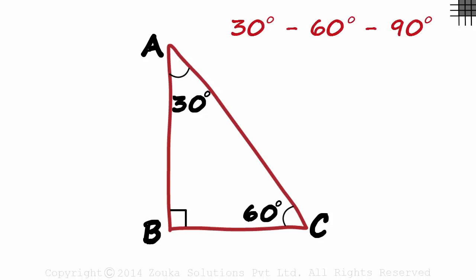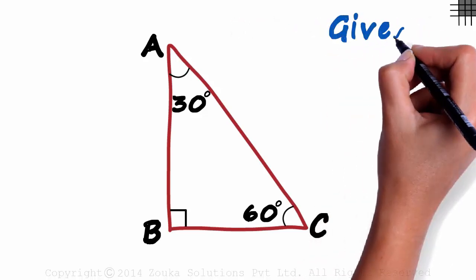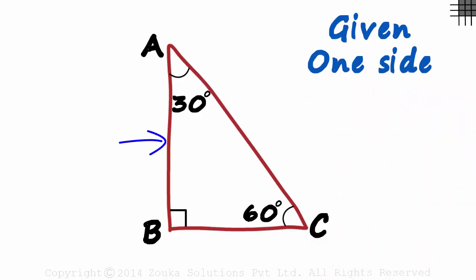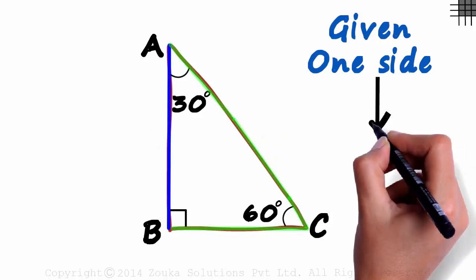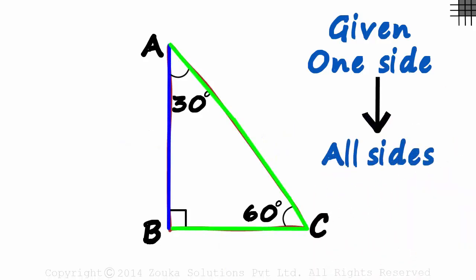In 30, 60, 90 triangles, if we are given the length of one side, we can easily find the lengths of the other two sides. So knowing one side's length gives us the lengths of all the sides. Before you plan to memorize the relation between the sides, I urge you not to. All you need is to understand something very simple.